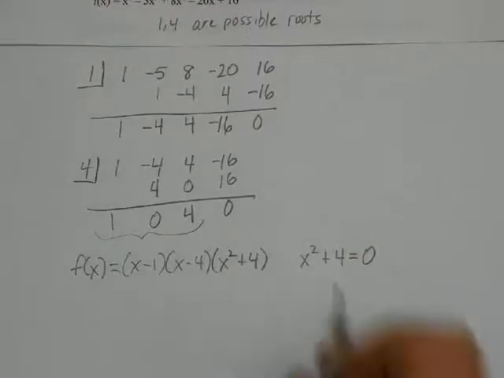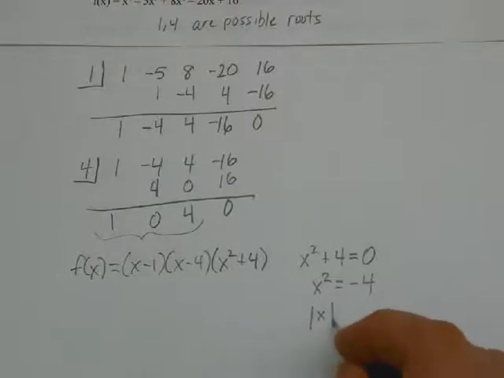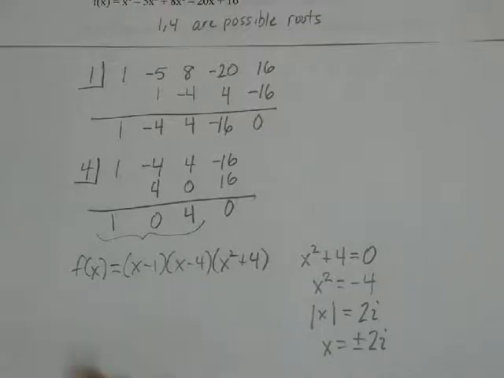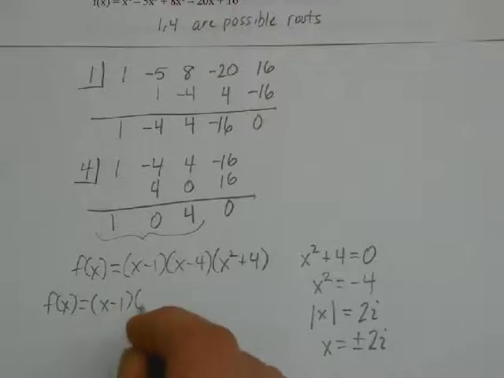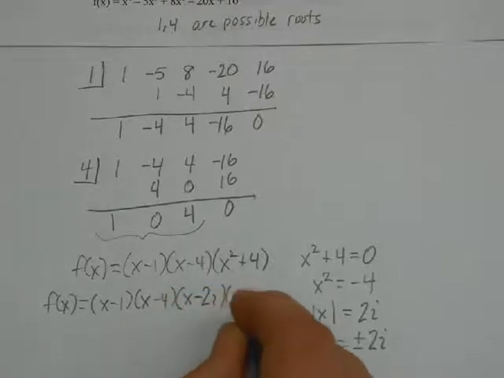Now since we have no middle term, we can go ahead and solve by balancing. So x squared equals negative 4. Taking the square root of both sides, x equals plus or minus 2i. So we have our factors from before, and their new factors will be x minus 2i and x plus 2i.